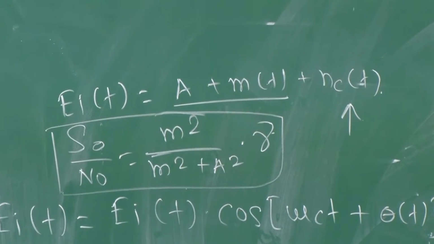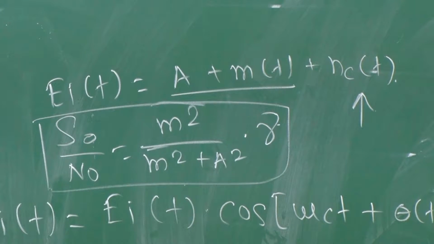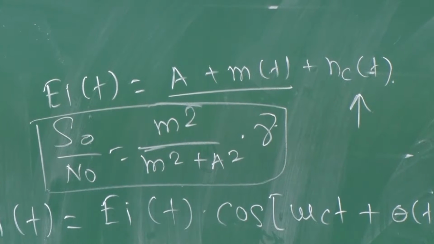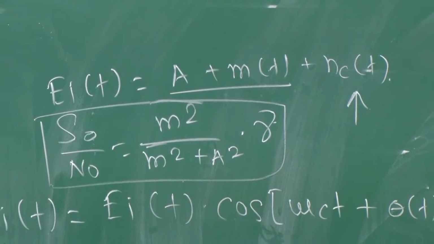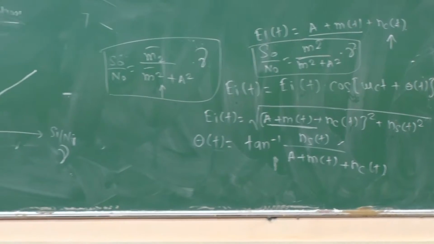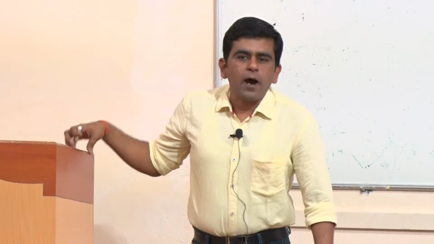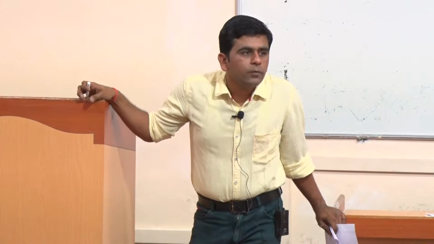For small noise case this relation still exists. Output signal to noise ratio is related to your input signal to noise ratio, and this quantity gives the slope. This relation still exists. Now for the next case, large noise, the noise power is very much larger than your signal power.